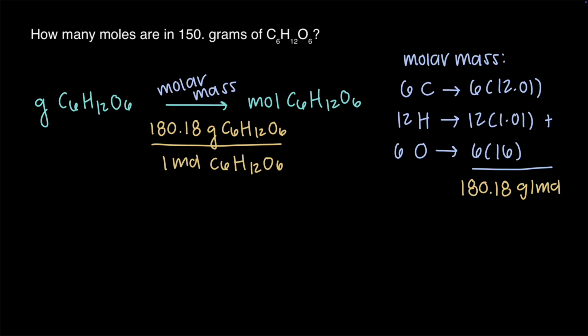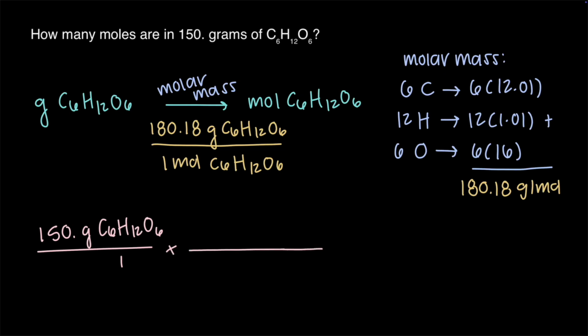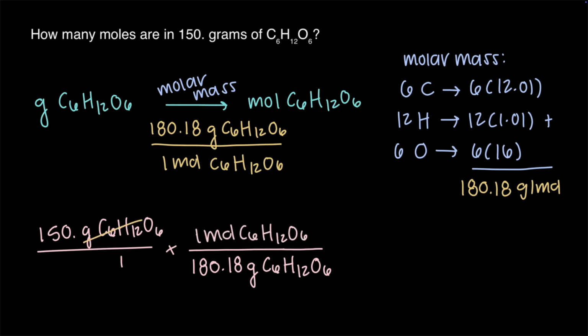Setting up all units to cancel, I will start with 150 grams of C6H12O6 over 1. In the next fraction, we need to cancel out grams of C6H12O6, so I'll put 180.18 grams of C6H12O6 on the bottom and 1 mole on top. The grams cancel out and we are left with moles of glucose. Dividing the values, we get 0.833 moles of C6H12O6.